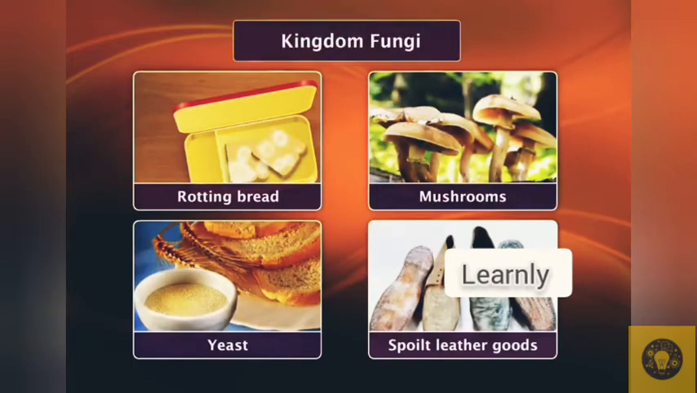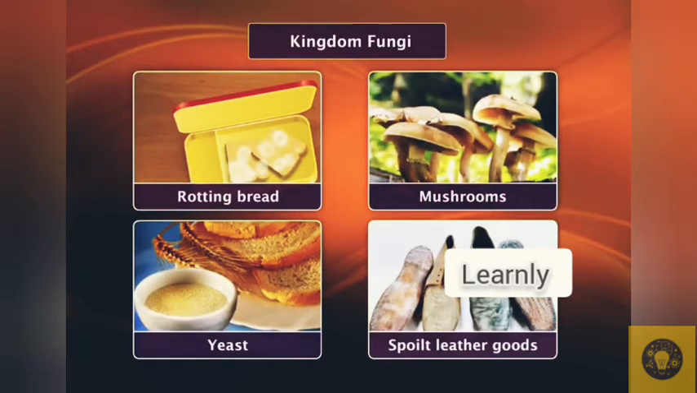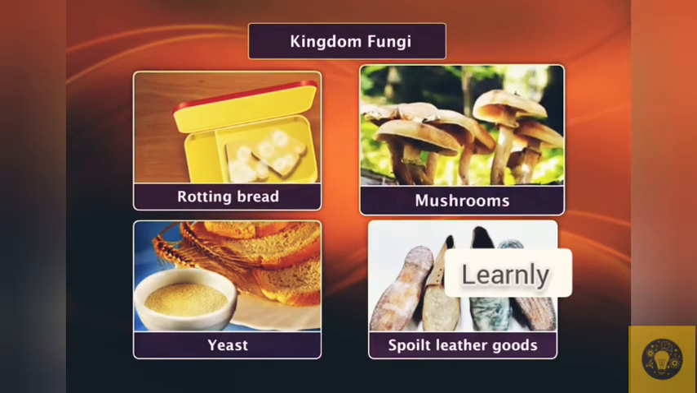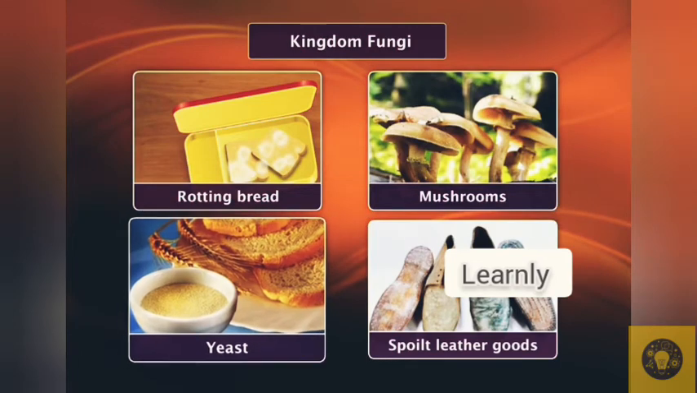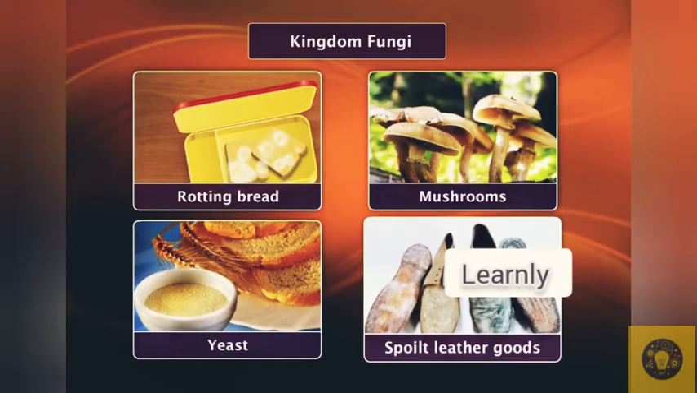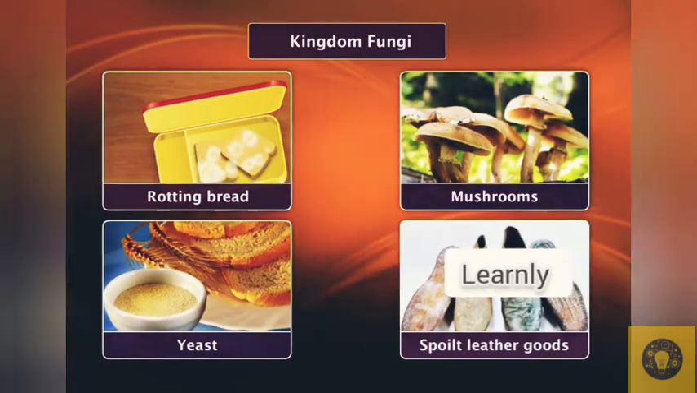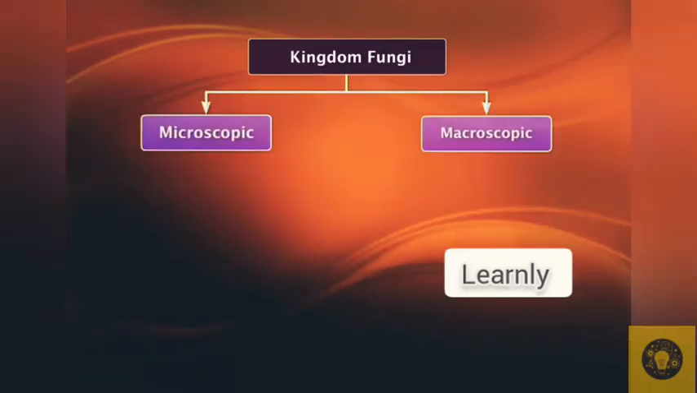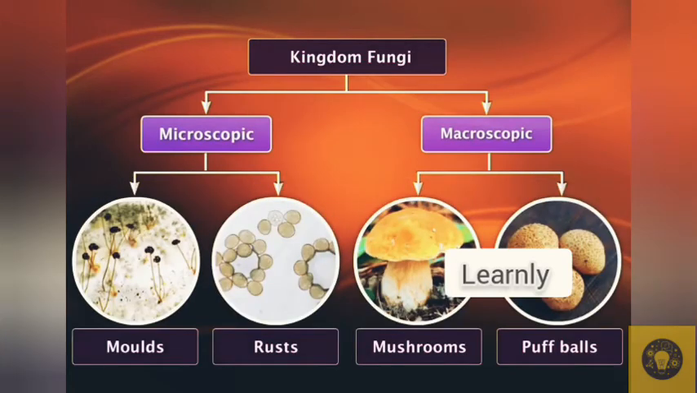Fungi belong to kingdom Fungi. They are a group of very diverse organisms such as the mold that grows on rotting bread, mushrooms we eat, the yeast we use for baking bread, and the organisms that spoil our leather goods during monsoon. Some of them, such as molds and rusts, are microscopic, while others, such as mushrooms and puffballs, are large.